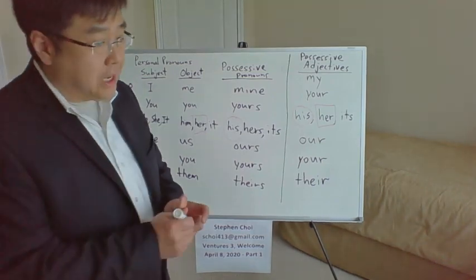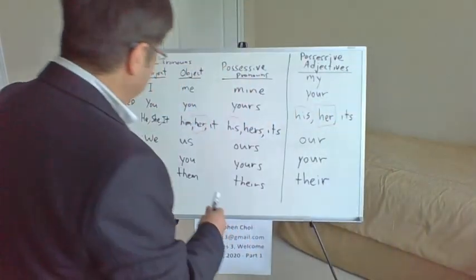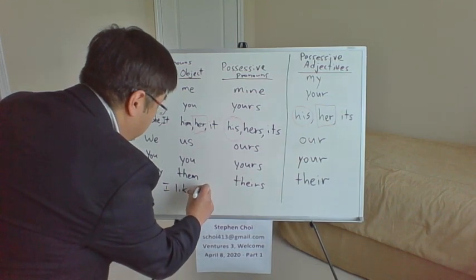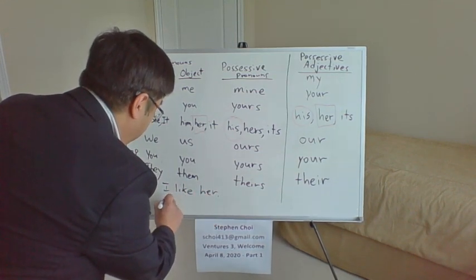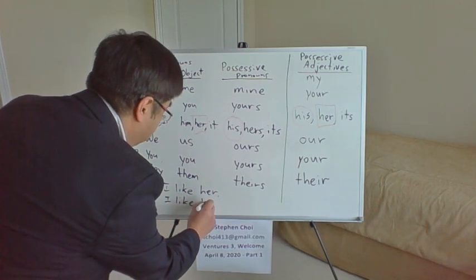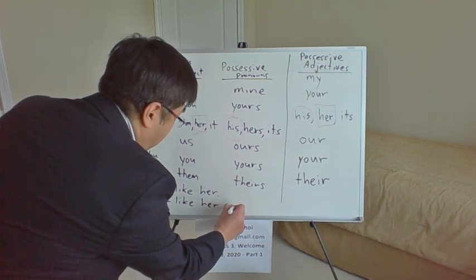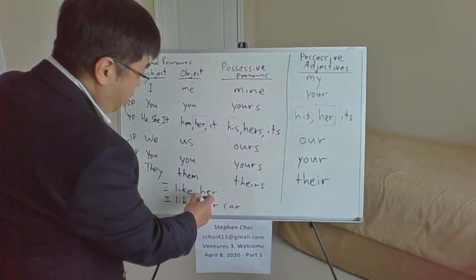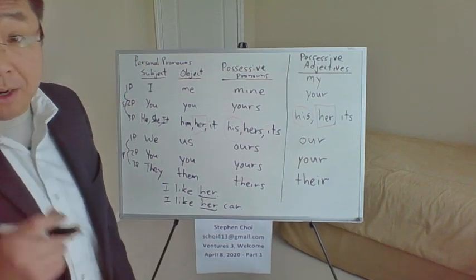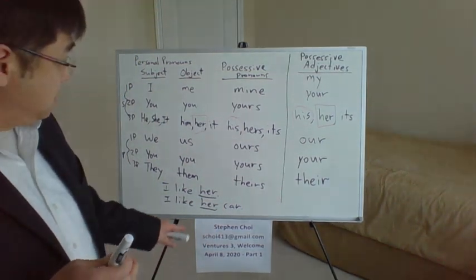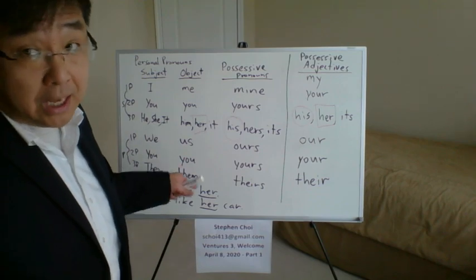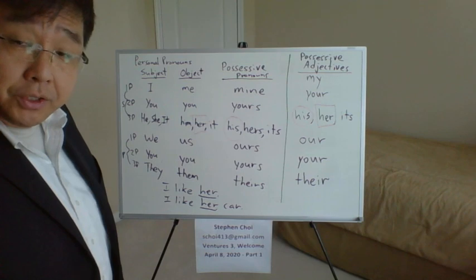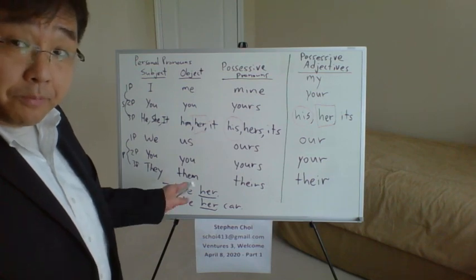So if I wrote down a couple of sentences, if I said I like her, and if I said I like her car, let's say, okay? I like her and I like her car. We have two hers here, right? But are they the same hers or are they different? I mean, they're the same spelling, same pronunciation, but are they the same parts of speech? Are they different parts?